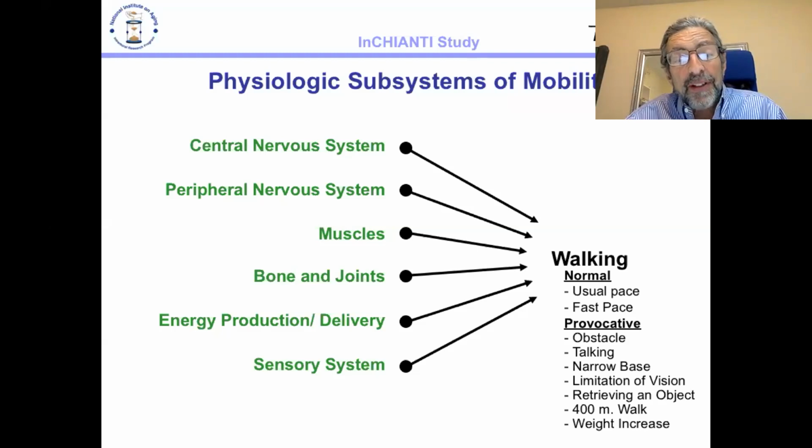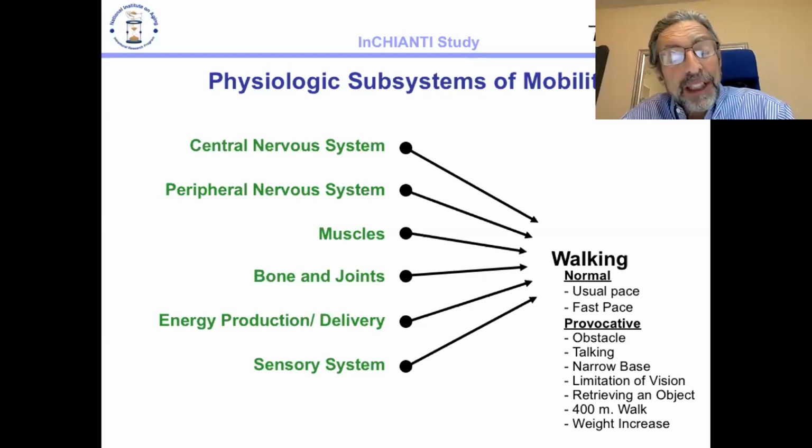So we often think of the muscles and the bones and joints as really the mechanical parts of mobility that we absolutely have to have, but other physiologic systems play an important role also. So for instance, the central nervous system is sending out coordinated signals to the body to be able to walk normally. The peripheral nervous system carries those signals. We have to be producing energy and delivering it. You need oxygen to your muscles for them to work well. So your cardiovascular system has to be working well. And then the sensory system in terms of sending input into the central nervous system to coordinate walking.